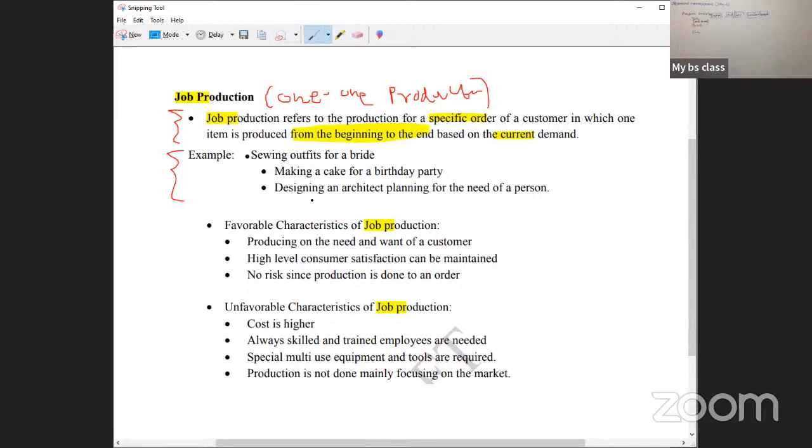Yes, you got a lot of examples: an outfit for a bride or a groom, making a cake for a birthday party, or maybe an architectural plan. Yes, because based on your requirement, you'll be saying, I want the master bedroom there, I want the balcony this side, right? So you'll be telling all the stuff. So based on your requirement, the architect will design. So it's a one-to-one production.